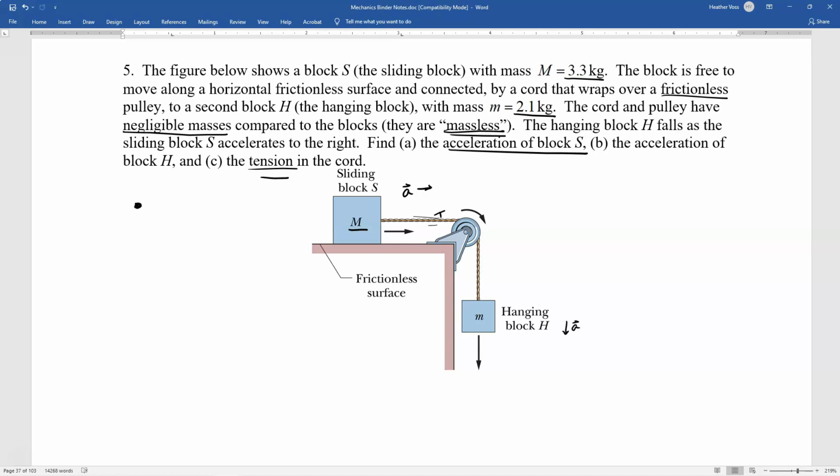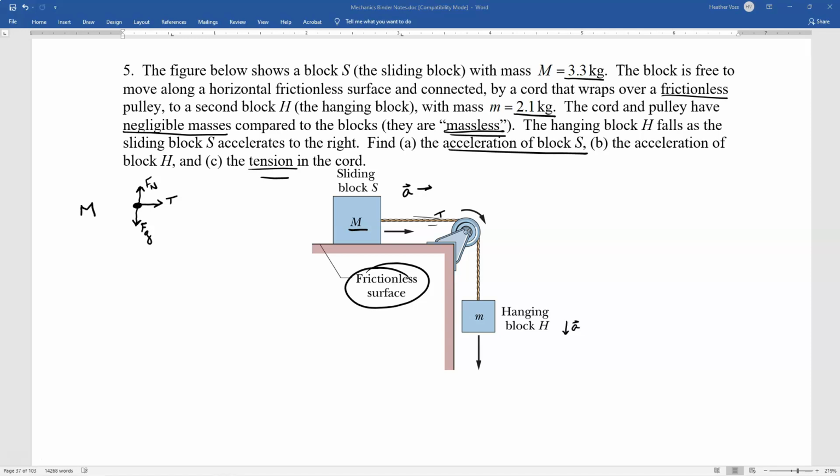First things first, let's look at our free body diagram. So I'm going to look at mass M first, the big M. Now that has force due to gravity, so that's going to be big Mg, and then it's going to have our normal force. Now the next thing it has, since we are on a frictionless surface, there is no friction, but we do have tension from that rope pulling to the right.